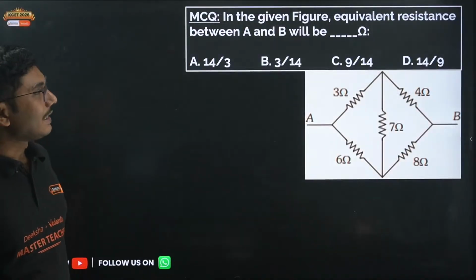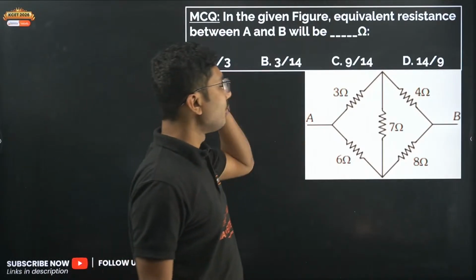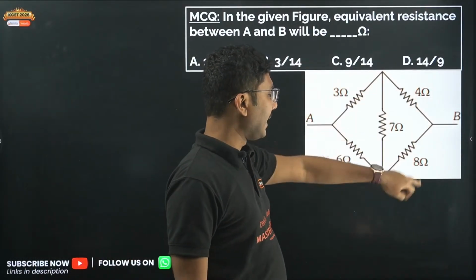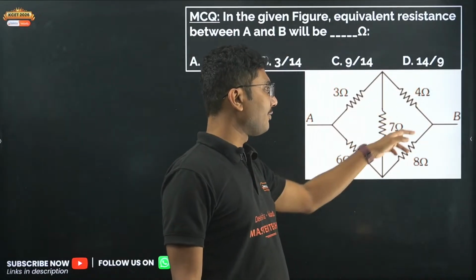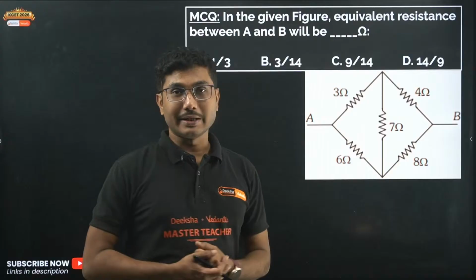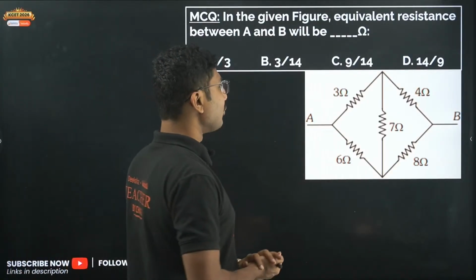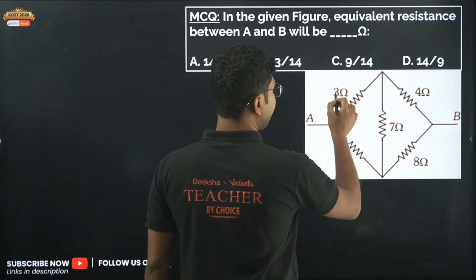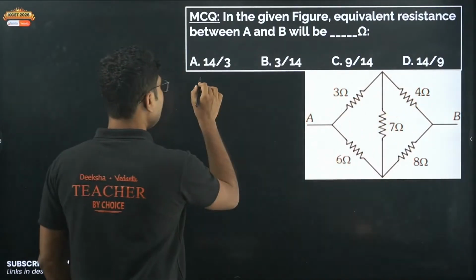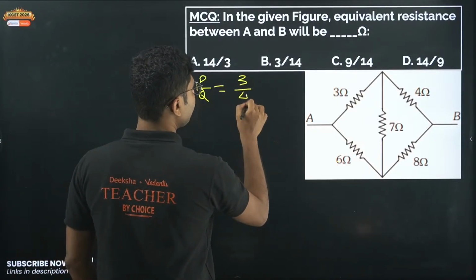Now next is another Wheatstone bridge type of problem. As you can see here also, we have a Wheatstone bridge with 3, 6, 4, 8, and instead of giving a galvanometer, they have given you a center resistance. The first test that we should do is whether this bridge is balanced or not. How to check the balance condition? P by Q equals R by S or not. So what is P by Q? P by Q here is 3 upon 4.